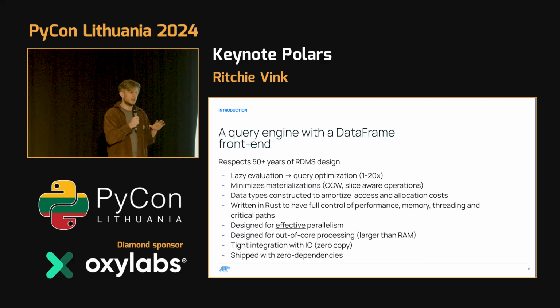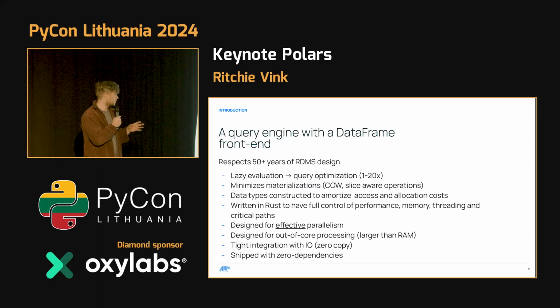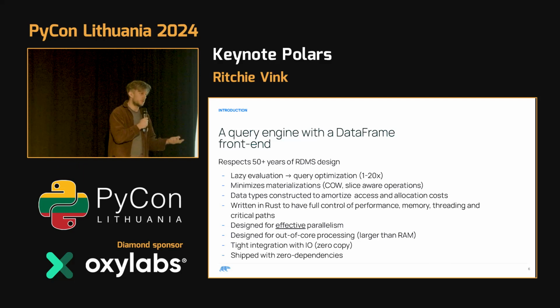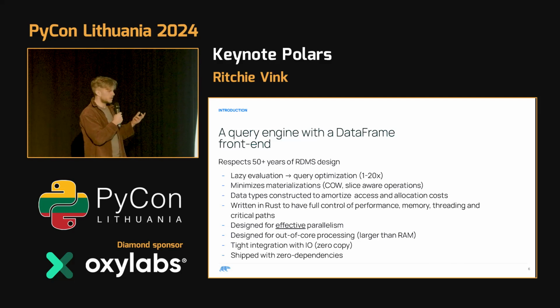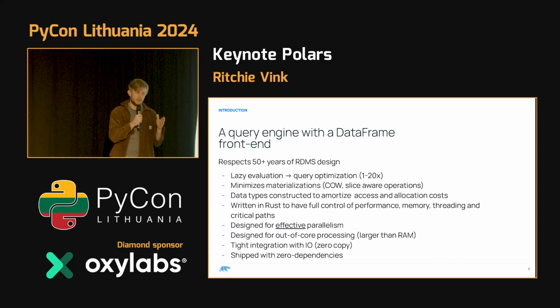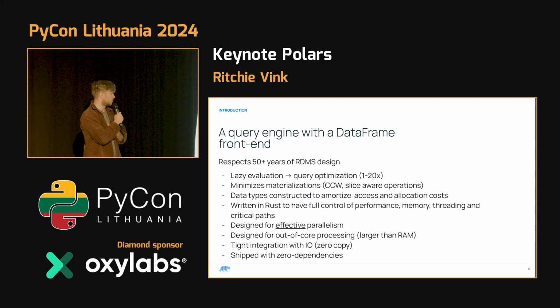Have you seen the talk yesterday of David Hewitt on PyO3? That goes into that. It's written in Rust, so we have full control over memory, over threading, over critical paths. And if you write a data-heavy library, it's important to have control over memory. It's important to understand when you do allocations, how you access it, cache efficiency, etc. That's why you don't see any databases written in Python.